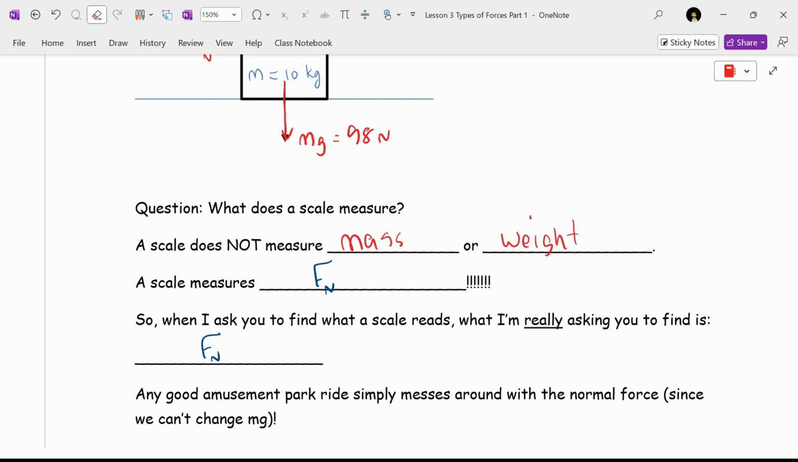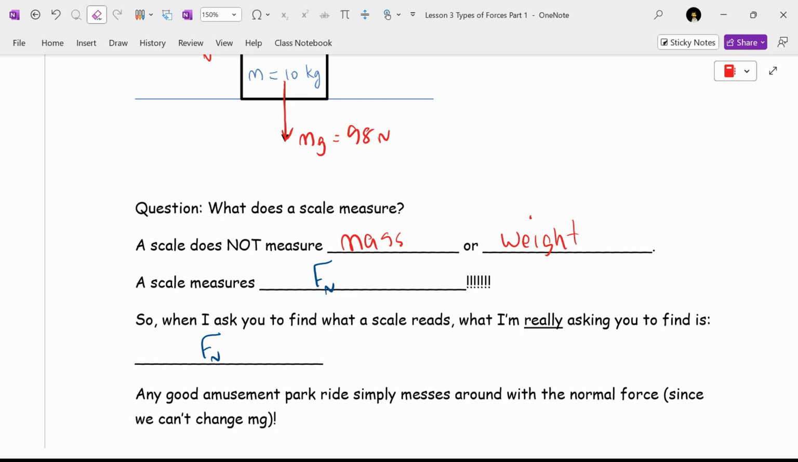By the way, when I jumped out of an airplane, had I stood on a scale while in free fall, what would the scale read exactly as a number? 0. So physicists will talk about another phrase for the normal force. We'll call it your apparent weight. Your true weight is mg, but that's not actually how heavy you feel. You feel as heavy as the ground is pushing up on you. Everybody lift your feet up off the ground right now.